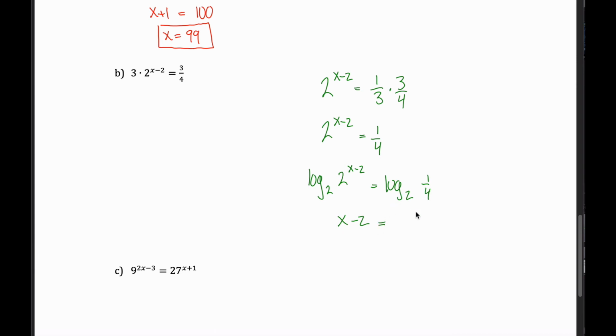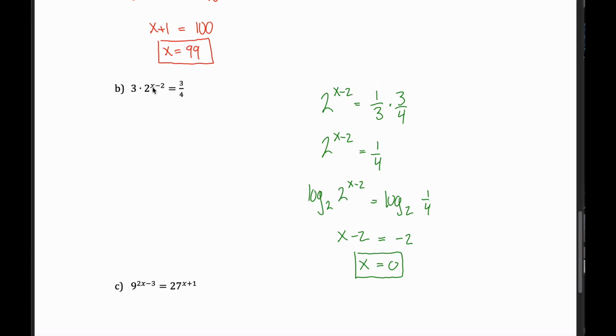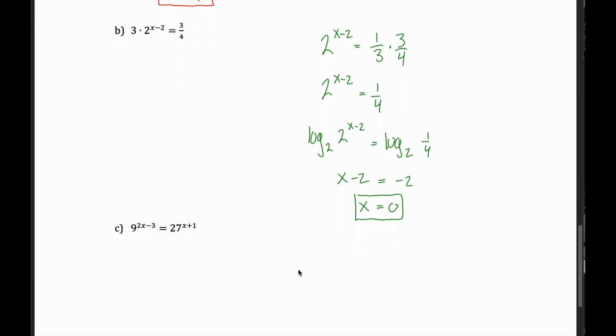And the log base 2 of 1/4, well, that's equal to negative 2 because 2 to the negative 2 power is a fourth. The negative puts the 2 down in the denominator, and 2 squared gives me the 4. So I got x minus 2 equals negative 2. If I add 2 to both sides of the equation, I get x equals 0. You're like, oh, I must have messed up. It can't possibly be x equals 0. Yeah, it is. Try throwing a 0 in here. 2 to the negative 2 power is just a fourth. And 3 times a fourth is just 3/4. The answer is x equals 0.